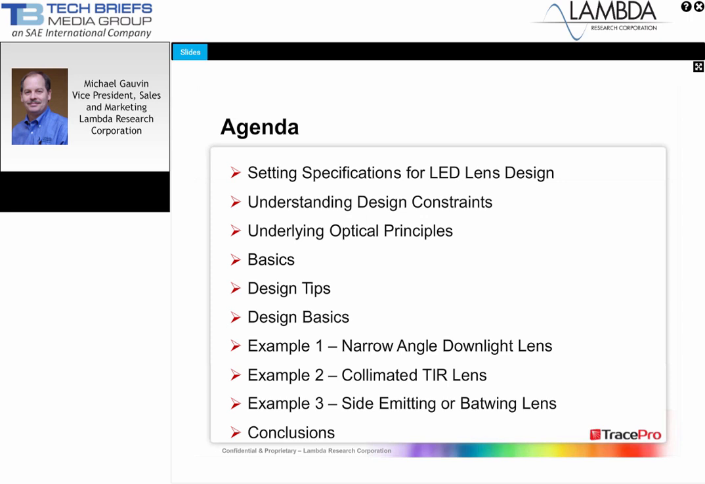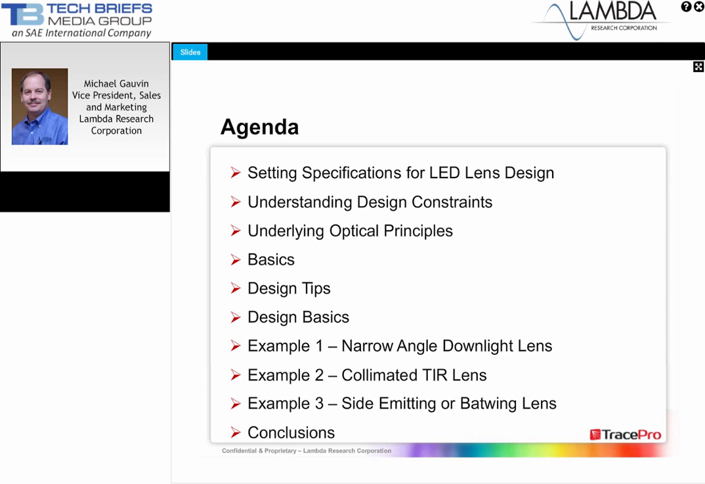First, we're going to look at setting specifications for an LED lens design. We're going to understand why we create shapes and what TIR is, which is total internal reflection. We're going to understand some of the optical principles that we need to know to get the best design possible. We'll look at some basics of setting up a design, along with design tips to create the best system possible. And of course, we're going to have to go across the basics of a design.